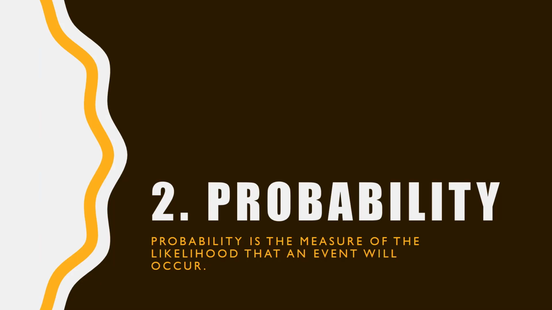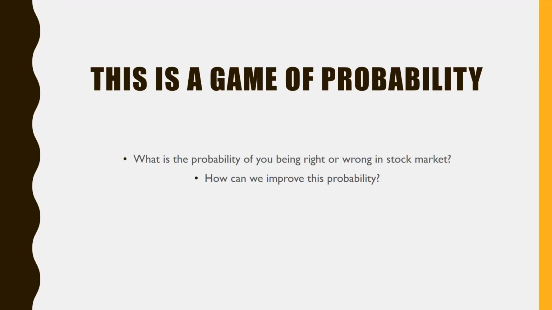Now I want to touch on this important topic: probability. Probability is the measure of likelihood that an event will occur. So the stock market is a game of probability. Why do I call it a game of probability? Because we don't know what is going to happen in the next minute or next hour or next day, but we can guess it based on the information which we gather from various sources like news or anything else.